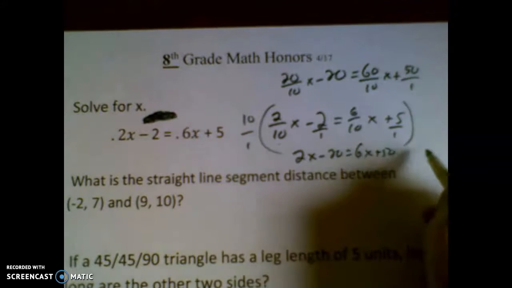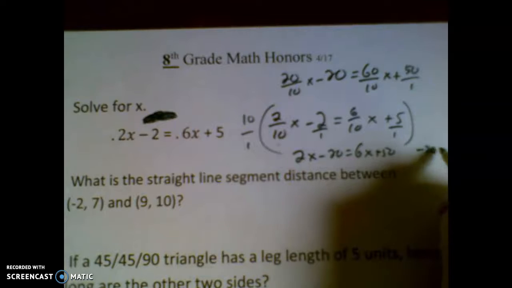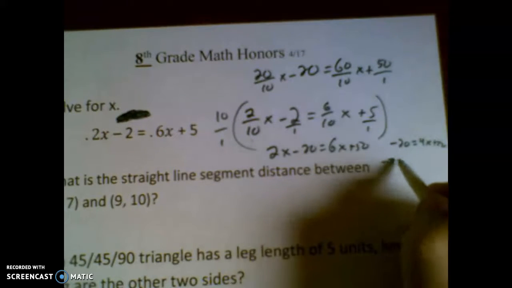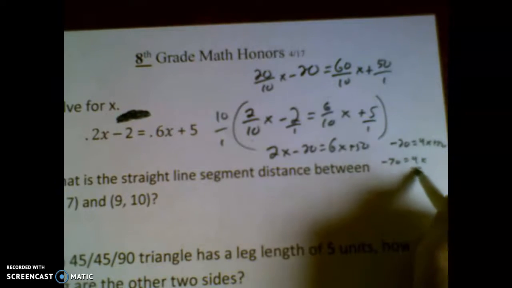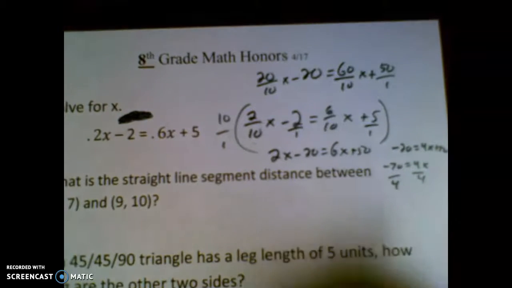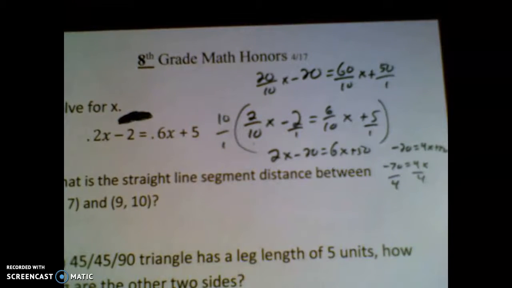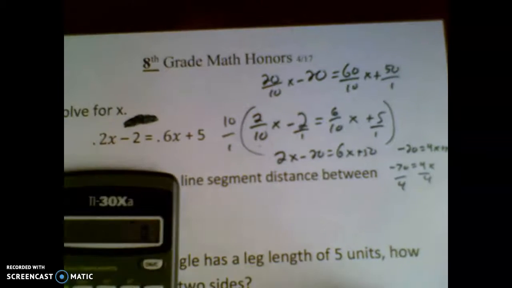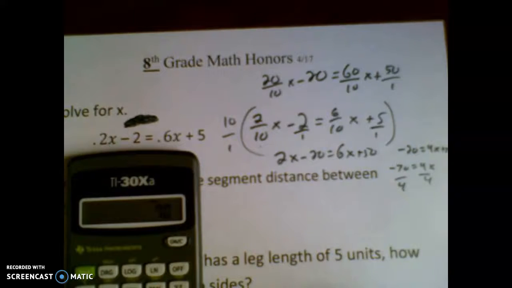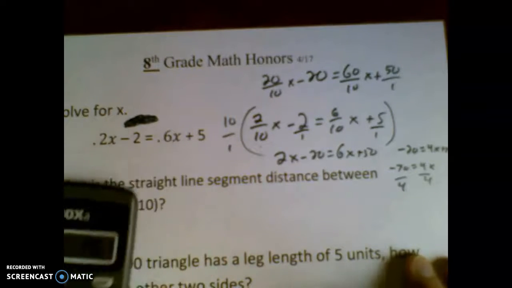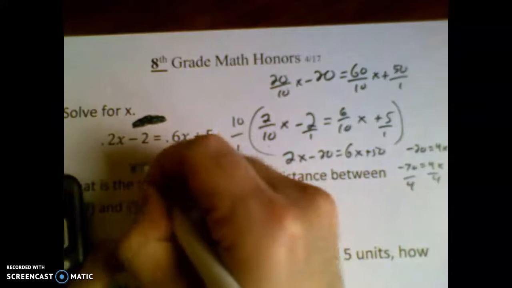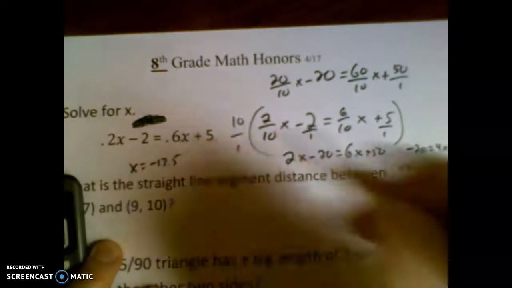Subtract 2 x's from both sides. Subtract 50 from both sides. Divide both sides by 4. And x is negative 70 over 4. Wow. 70 divided by 4 gives me 17.5. So x equals negative 17.5.